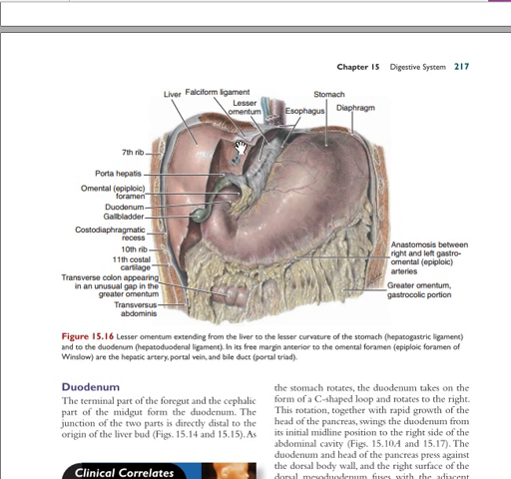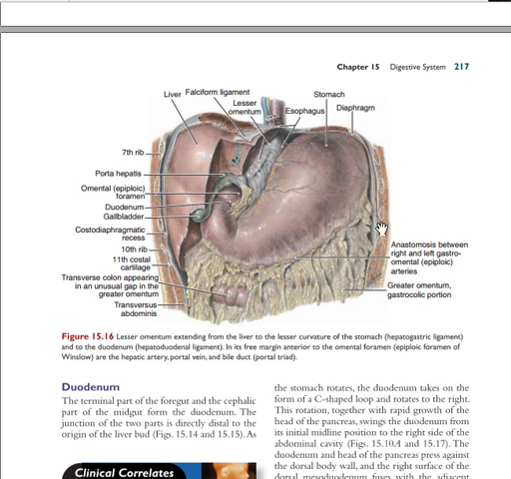Now this is the falciform ligament, which is the attachment of the liver anteriorly to the parietal wall. This is the esophagus, the stomach, the diaphragm, the anastomosis between the right and the left omental arteries. So this is the right omental artery. The right omental artery is here.